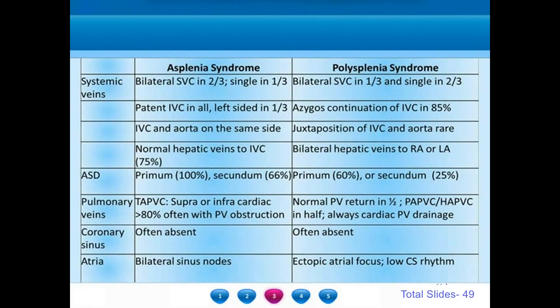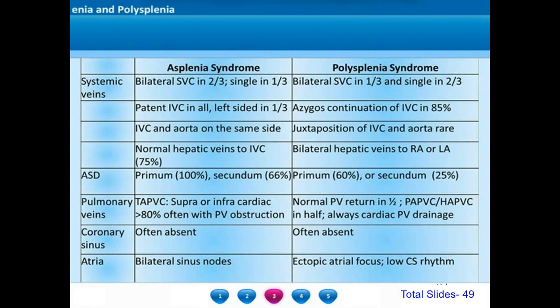When it comes to the position of the inferior vena cava and abdominal aorta, we will notice that in most of the asplenics, the inferior vena cava and aorta will be on the same side, or in other words, juxtaposition of the IVC and abdominal aorta. However, this is very rare in polysplenia. All the hepatic veins in asplenia converge towards the inferior vena cava before the inferior vena cavo-atrial junction. In polysplenics, since the IVC is interrupted and continues as azygous continuation, all the hepatic veins directly drain into the atria.